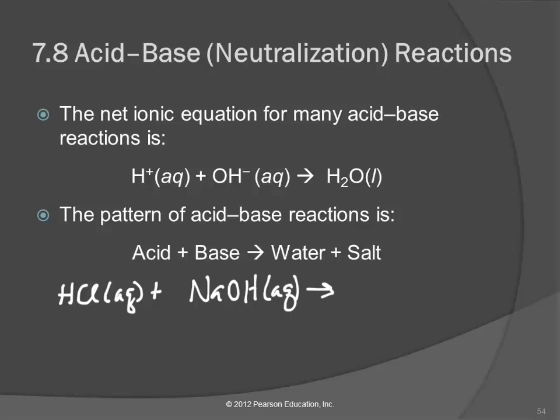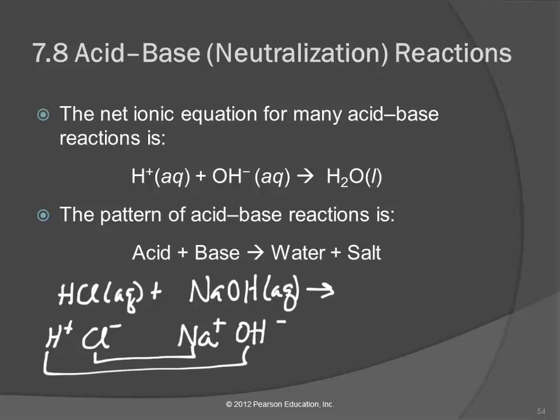So we can approach predicting the products of acid-base reactions the same way that we did with the precipitation reactions. We know that acids ionize when they're aqueous, and so we get hydrogen ions and chloride ions. And these bases are soluble, and so they ionize as well, and so we switch the partners, and we end up with H plus pairing up with OH minus, and sodium pairing up with chloride.